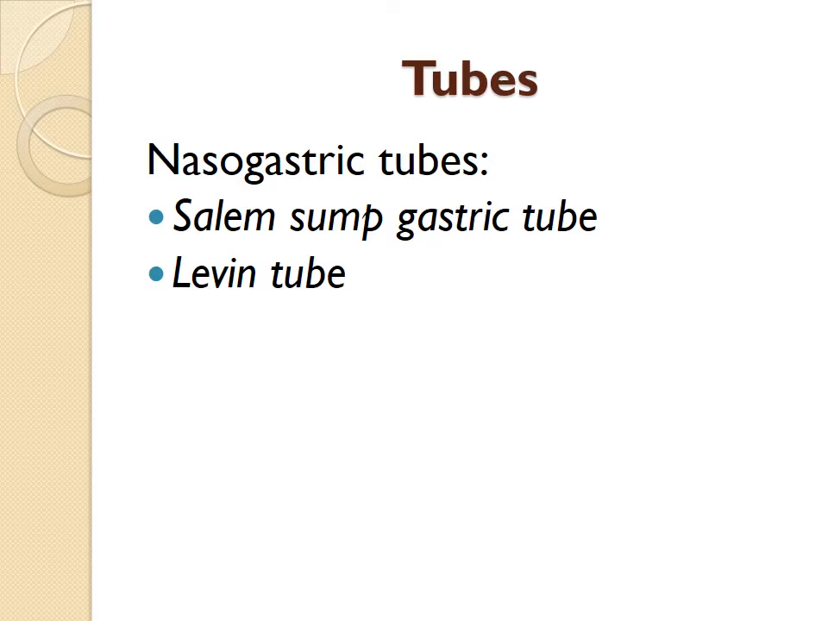So now let's talk about the two different nasogastric tubes. The Salem sump gastric tube is going to be the primary tube that we are going to be talking about, but I do want to mention the Levine tube briefly. These are two of the most common tubes that are used. The Levine is a single lumen tube mainly used for medication and food administration.